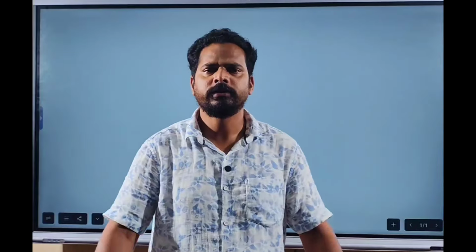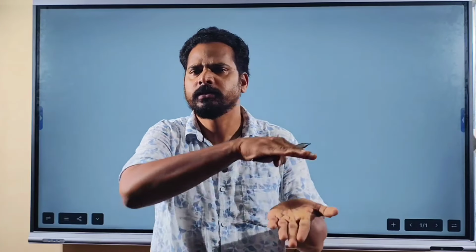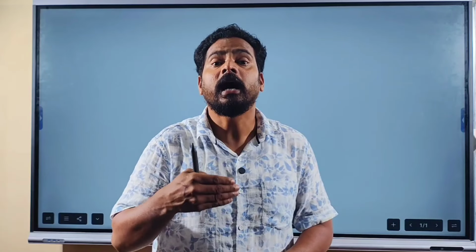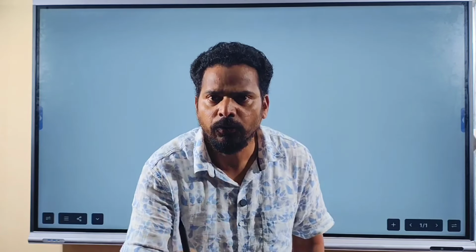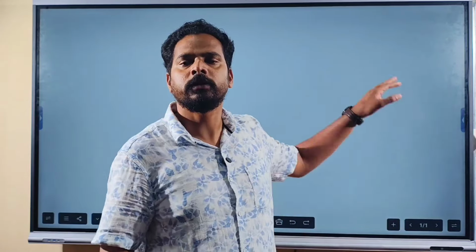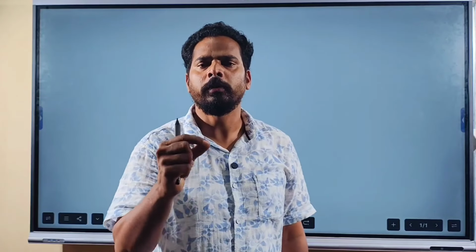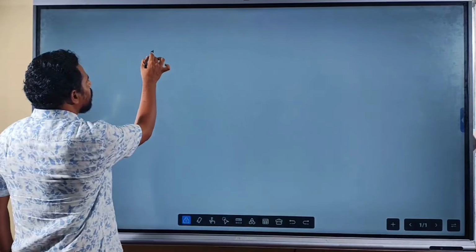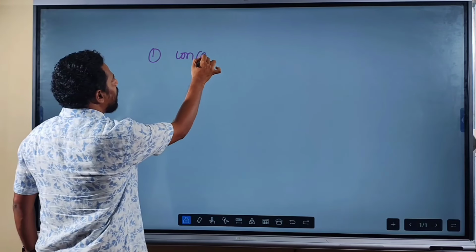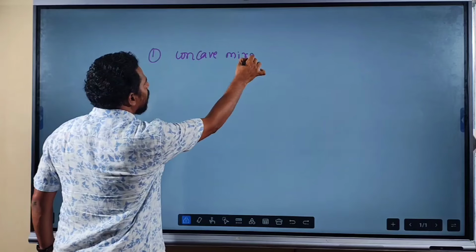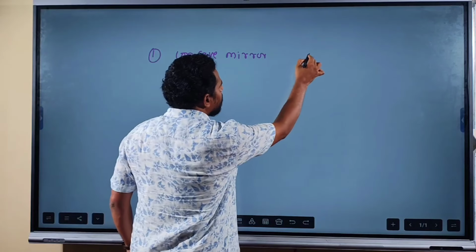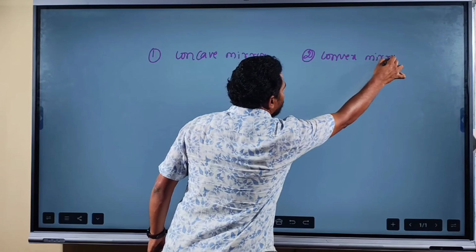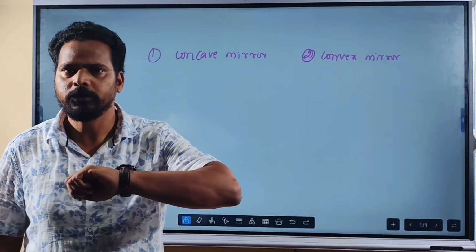Now we already studied how reflection takes place through a polished surface. Clear? Now let us understand how the reflection takes place through the spherical mirror. I already told you how many types of spherical mirror we have: two types. The first one is the concave mirror, and the second type is the convex mirror. So these are the two types of spherical mirror.